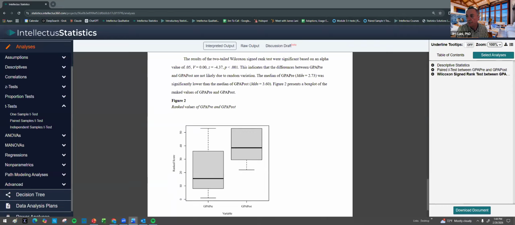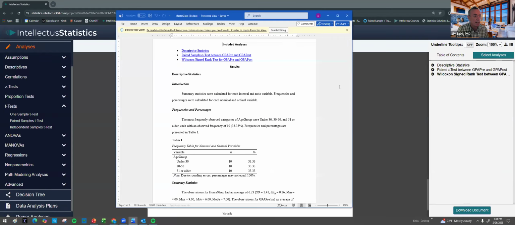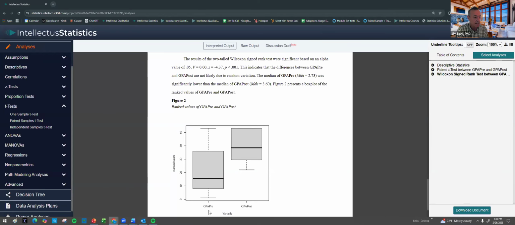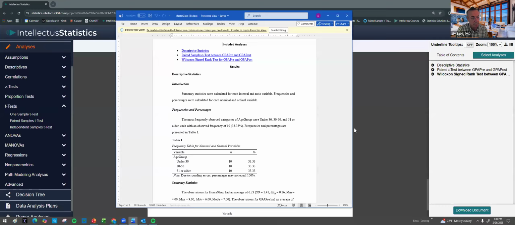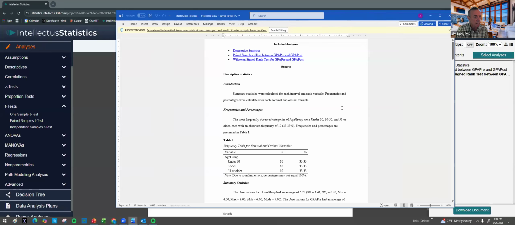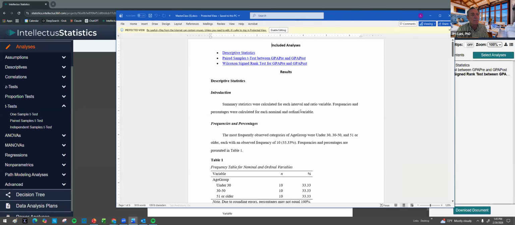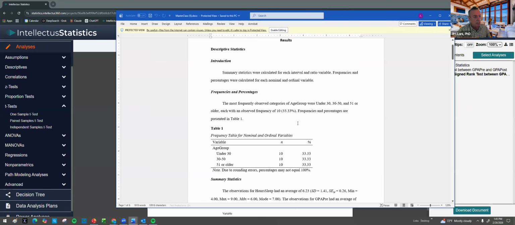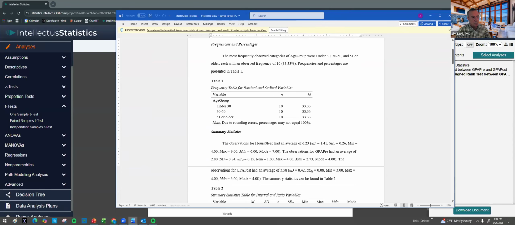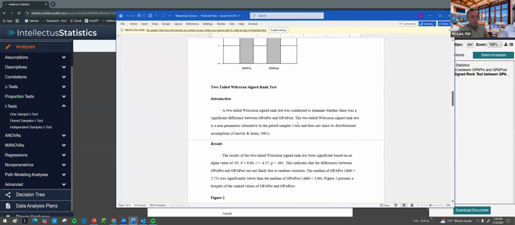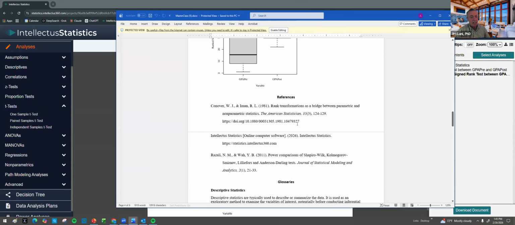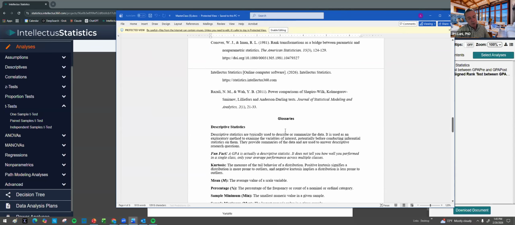And in that, if I can move that over, you can see here we have a nice draft going. So our descriptives, our t-test, our Wilcoxon, APA style references for the in-text citations. Also, we include a curated glossary.